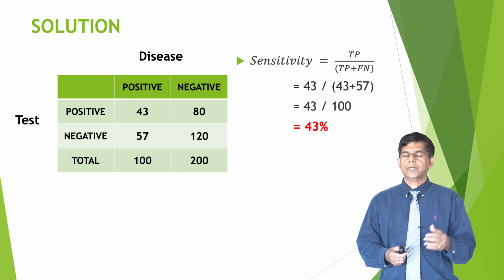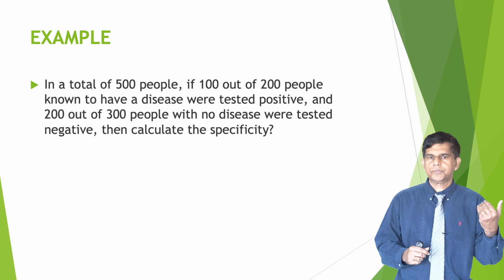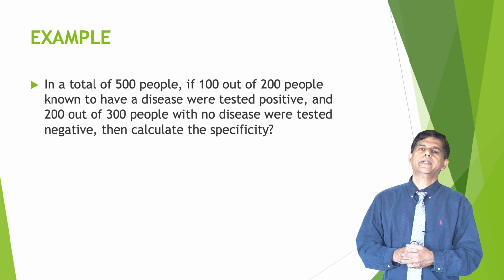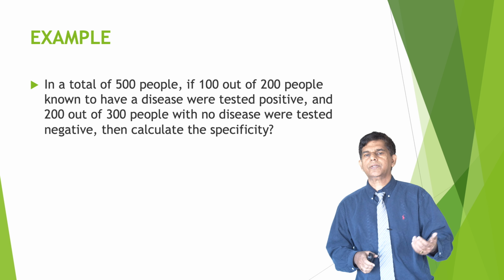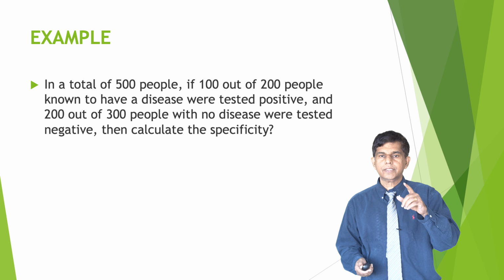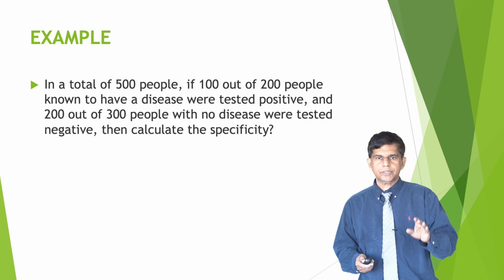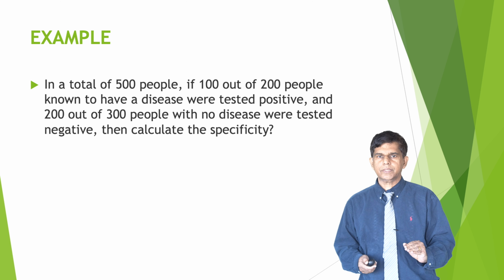Okay. Now let's look at another example. In a total of 500 people, if 100 out of 200 people known to have a disease were tested positive, and 200 out of 300 people with no disease were tested negative, then calculate the specificity. So in this one, we calculate the specificity. Okay. Just pause the screen. Let's do the table and do the calculation.